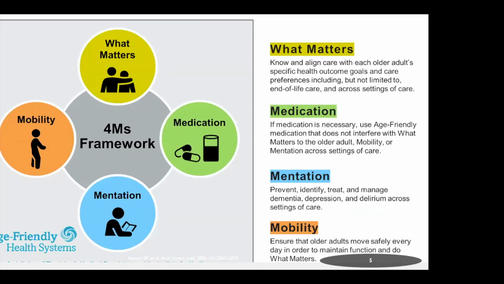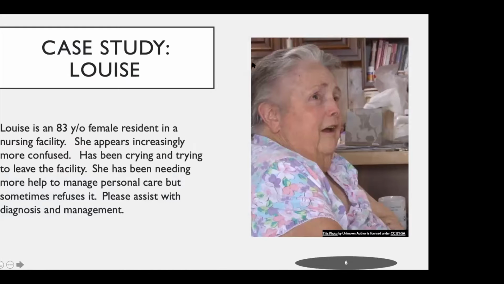So next slide. So let's begin with the presentation. I want to begin with a case study of Louise. She's 83 years old and she lives in a nursing home. Lately, she appears increasingly confused. She has been crying and trying to leave the facility over and over again. She goes to the door and rattles it. She's been needing more help with her ADLs and personal care, but often refuses it, because she's kind of confused. And the request comes from the nursing facility staff, please help us with diagnosis and management. Essentially, what's happening with Louise?